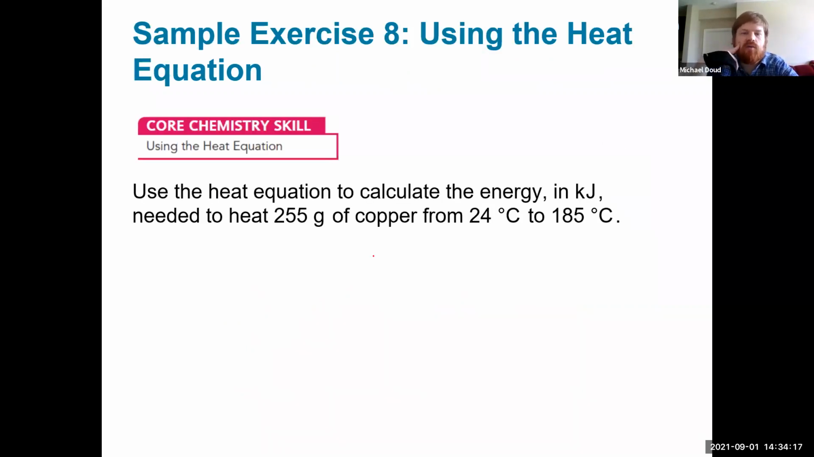Okay, and it says use the heat equation to calculate the energy in kilojoules needed to heat 255 grams of copper from 24 degrees Celsius to 185 degrees Celsius. So it's asking for the heat, and we know it's this, right? It's going to be Q equals the mass times the change in temperature times the specific heat. And this is what we're looking for. Okay, so look at what we're given. What else are we going to need to look up before we start this problem?